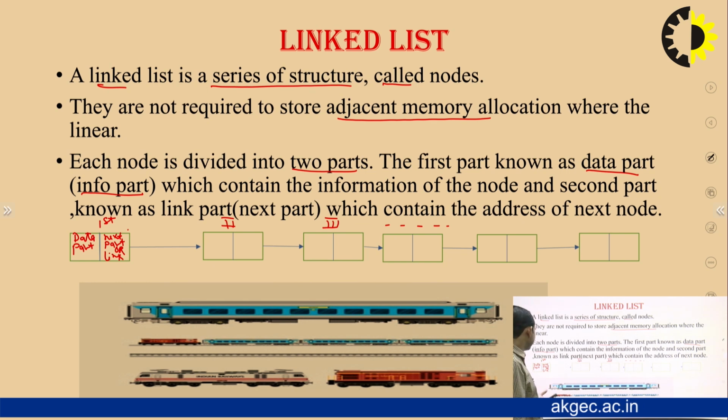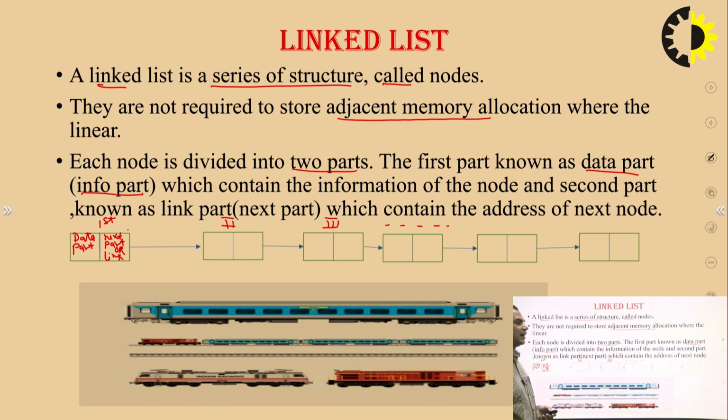The first part contains the data or info part, which means we store the value in the data part or in the info part. The second part contains the address of the next node. We define this part as the next part, the link part, or the address of the next node. So this is just like a collection of nodes.